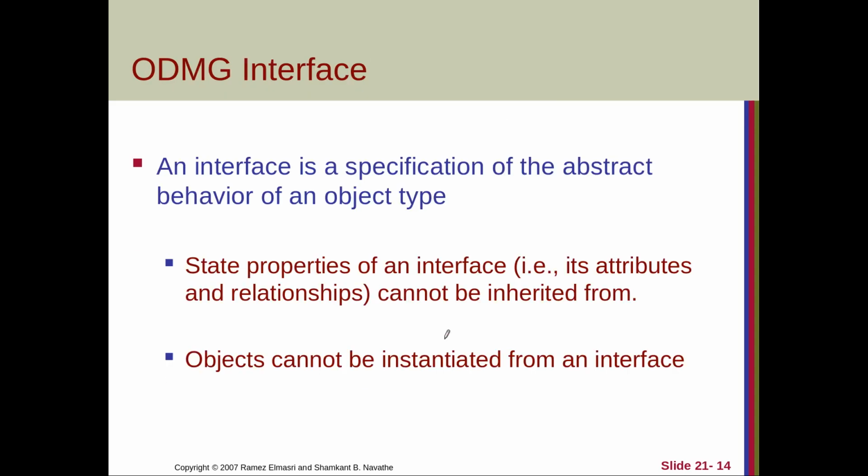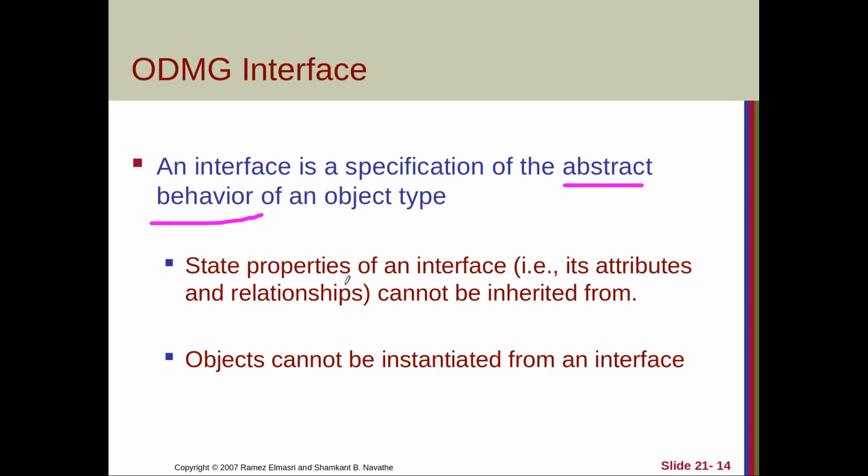Now, an ODMG interface is a specification of the abstract behavior of an object type. As in C++ or Java, we have already discussed interfaces. An interface provides some abstract behavior that the following classes must follow. Some instructions are given by the interface. In C++, it is usually created by using abstract classes, which simply give some idea of what is to be done by the following classes. So it simply gives an abstract behavior of an object type, how the following classes must behave. So the classes can utilize this particular interface.